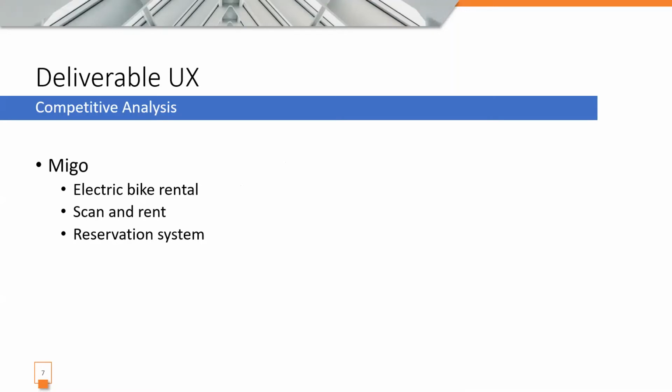Next is Migo. Migo is an electric bike rental system. They also have the same system where you can scan a QR code and start renting. However, they have a reservation system where you can reserve your bike.